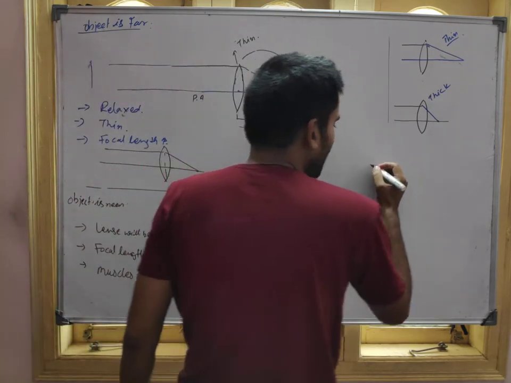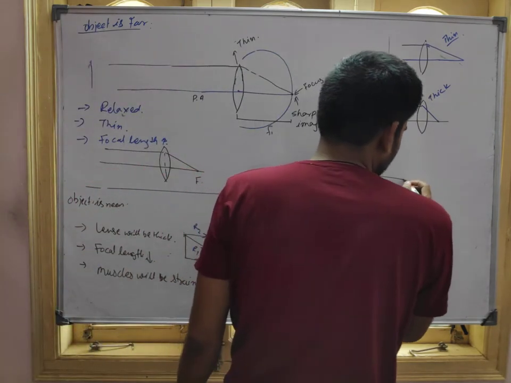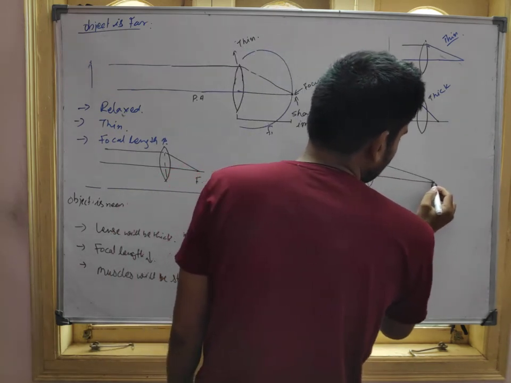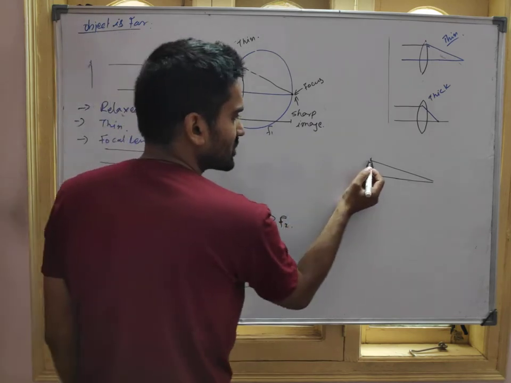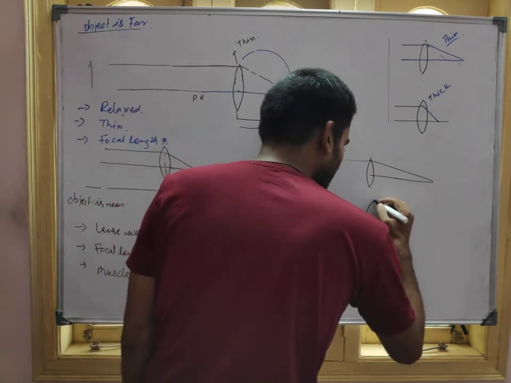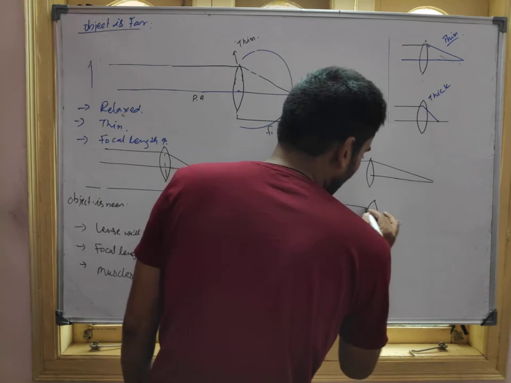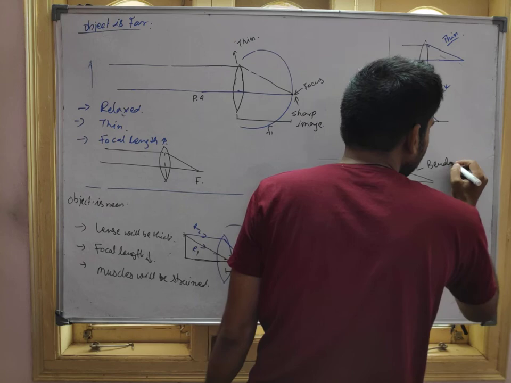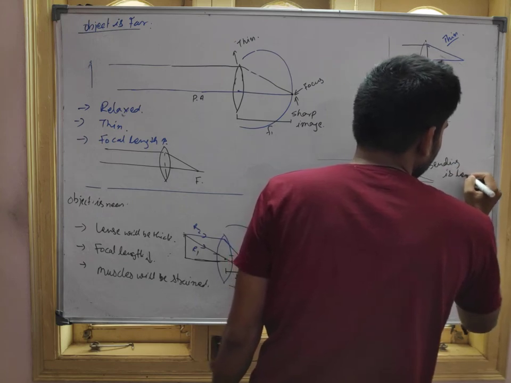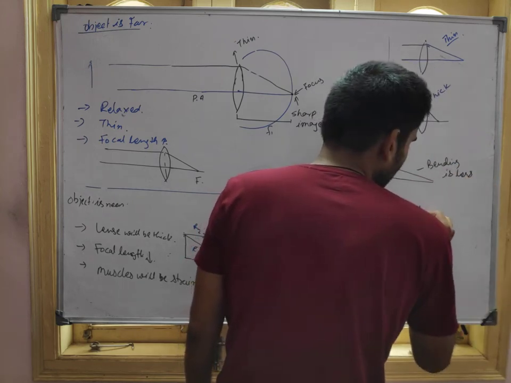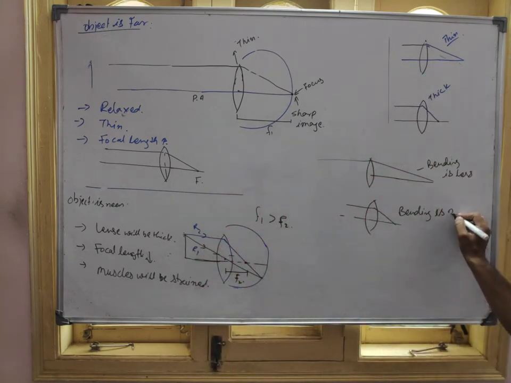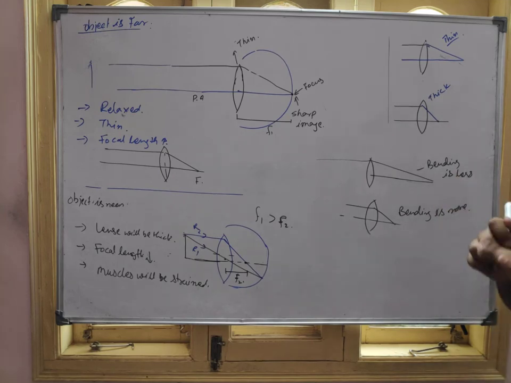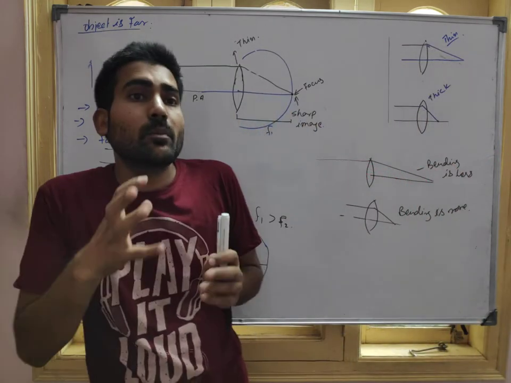If it is a thin lens like this, the line will go like this slowly. It will not bend that much. But if it is a thick lens, the line has to bend more. Here bending is less. Here bending is more. I hope this point is clear for you guys. This bending is more, this bending is less. It means the thicker the lens, the more the power of the lens will be.